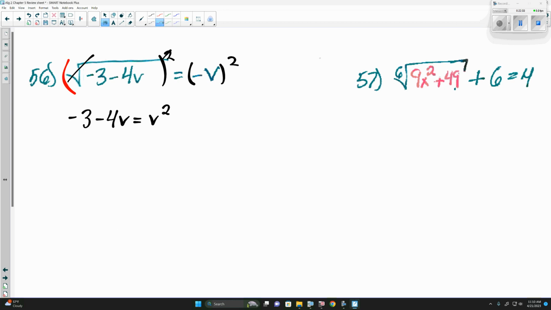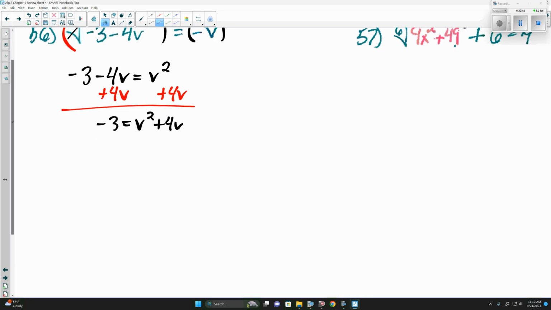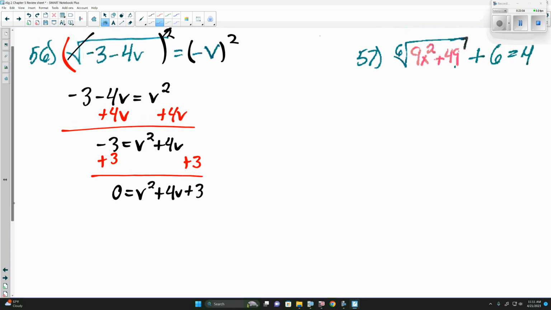Now at this point here, we need to get this equal to 0. So we can subtract v, or we can add 4v to both sides, telling us that negative 3 is equal to v squared plus 4v. At this point here, we would add 3 to both sides, telling us 0 is equal to v squared plus 4v plus 3. Any questions on how we got to this quadratic?